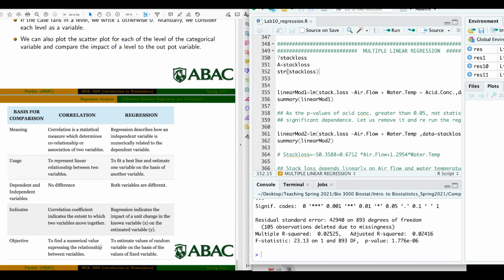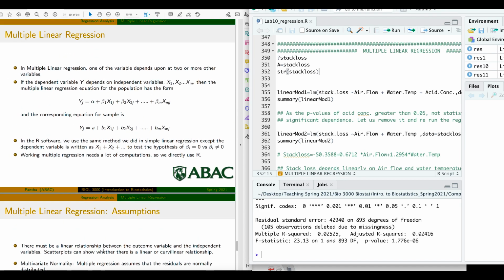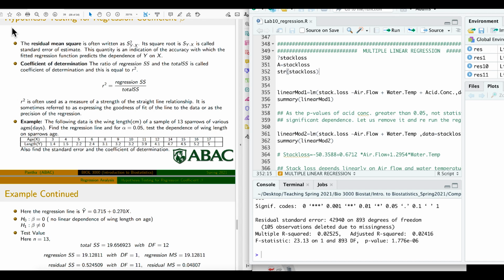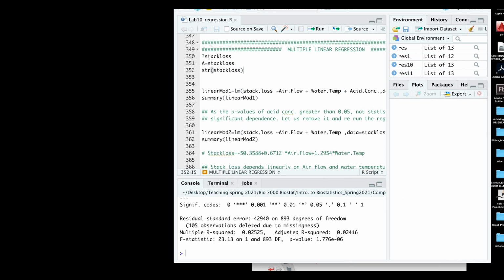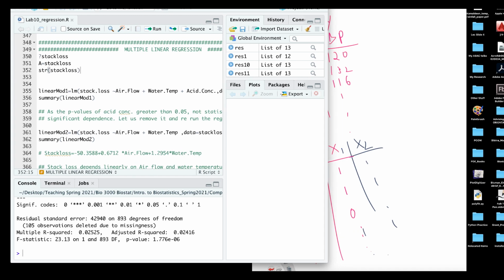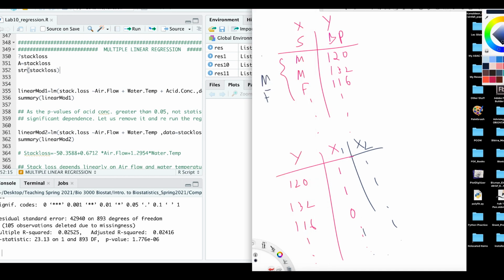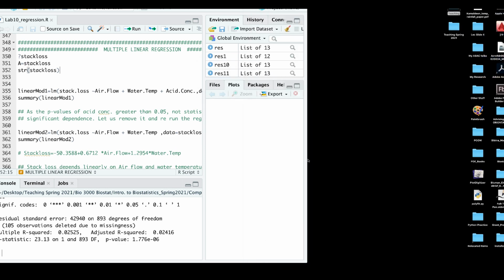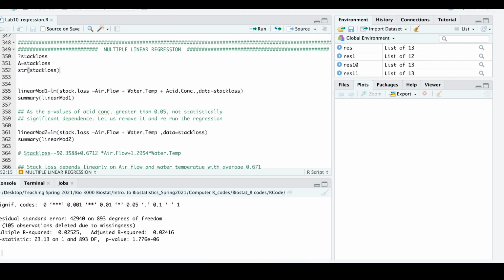And the other one is to estimate values of a random variable on the basis of values of a fixed variable. Okay, that is the end. So the next thing I'm going to do here is show you how to do the regression analysis, multiple regression analysis, using R directly. Okay, let us do that.